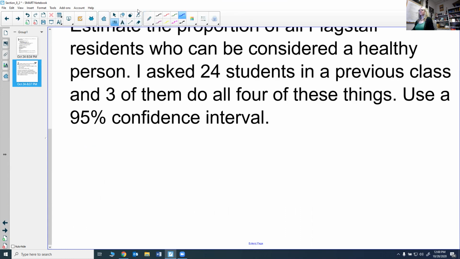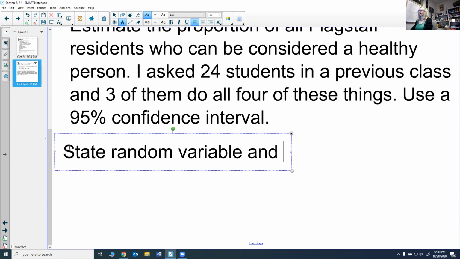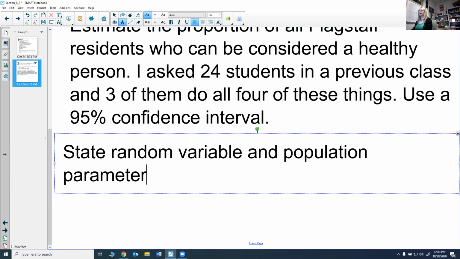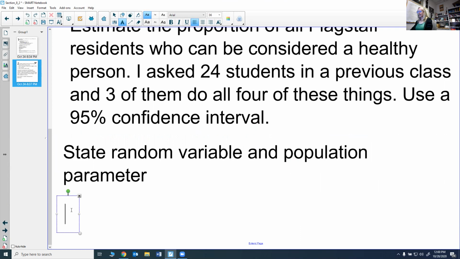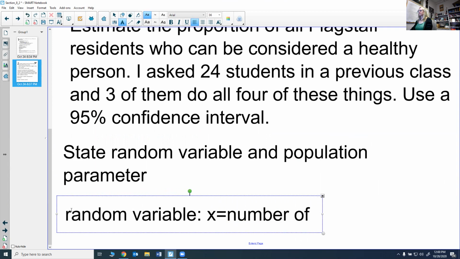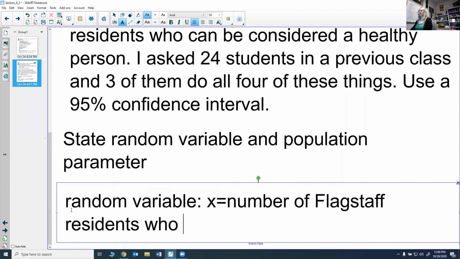So our first step is, of course, to state our random variable and the population parameter, because it depends on which one you're doing. And in this case, we were counting. So x is our random variable, if you want to call that x, you can. And it happens to be the number of Flagstaff residents, because we only care about Flagstaff residents, who are considered a healthy person.